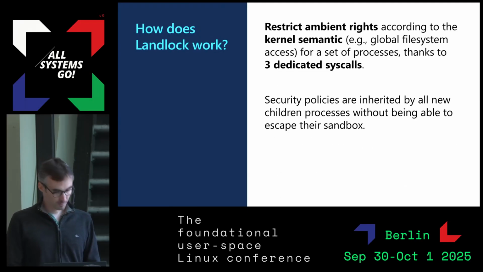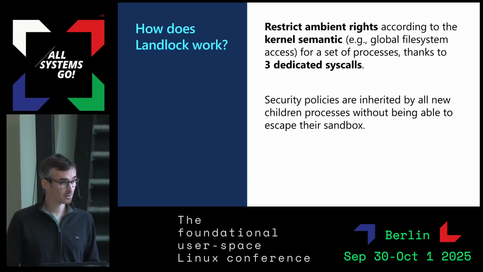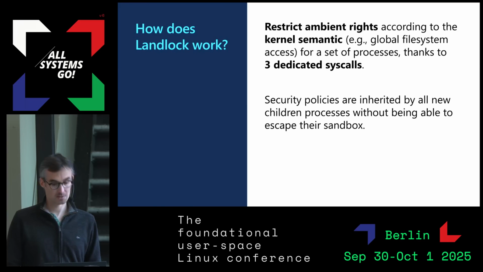So how does it work? Well, the principles are really simple. The idea is to restrict ambient rights. When you launch an application, a process, it inherits the access rights from its parent process. So most of the time, as a user, when you launch applications, they have all your access rights, and they can do whatever they want. So they can access your SSH key, your GPG key, your private pictures, or whatever.